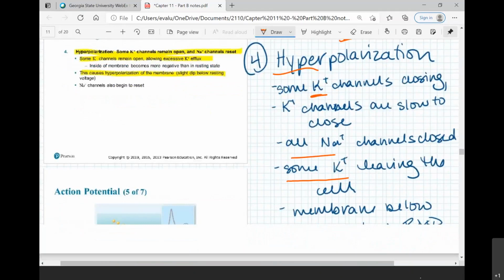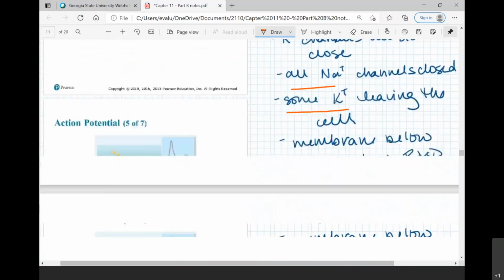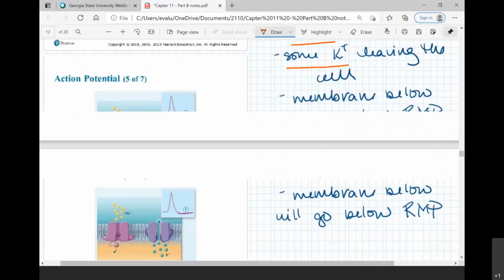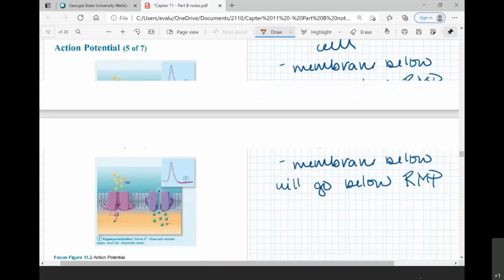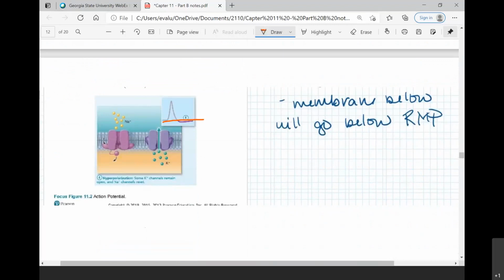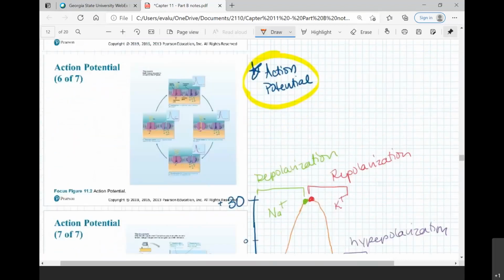No change. So if we have some potassium leaving the cell, basically that means that our membrane potential will go below resting membrane potential at some point. So if this is our resting membrane potential, draw that a little higher, right there, it will actually dip below because more positives are moving out. It goes below negative 70. This is your action potential.